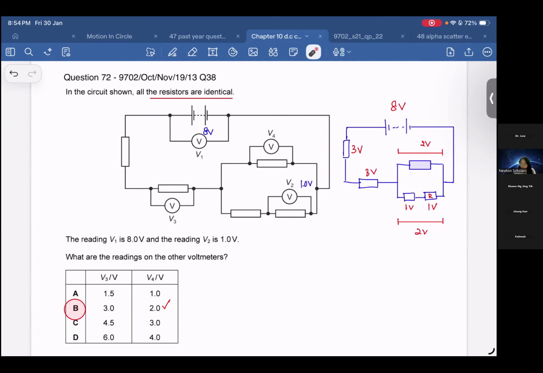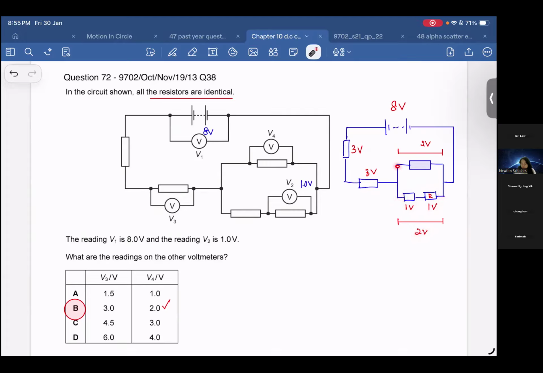Okay, dear Fatima, you see, this is 1 volt, because this resistor and this other resistor are similar. So that means here I receive 1 volt, and this one must also be 1 volt. In total, from this point to this point, it receives 2 volt.